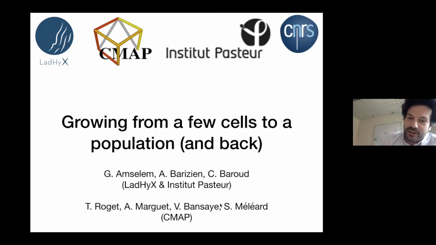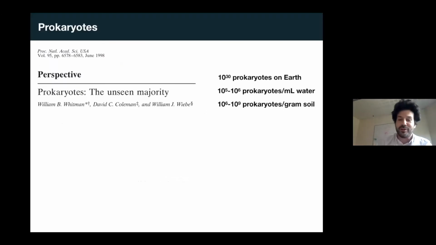So bacteria are prokaryotes. They are very simple cells. They don't have any nuclei, and they're everywhere around us. If you take a spoonful of water, you're going to find anything from 100,000 to 1 million prokaryotes. If you take a gram of soil, you're going to find 1 million to 1 billion prokaryotes.